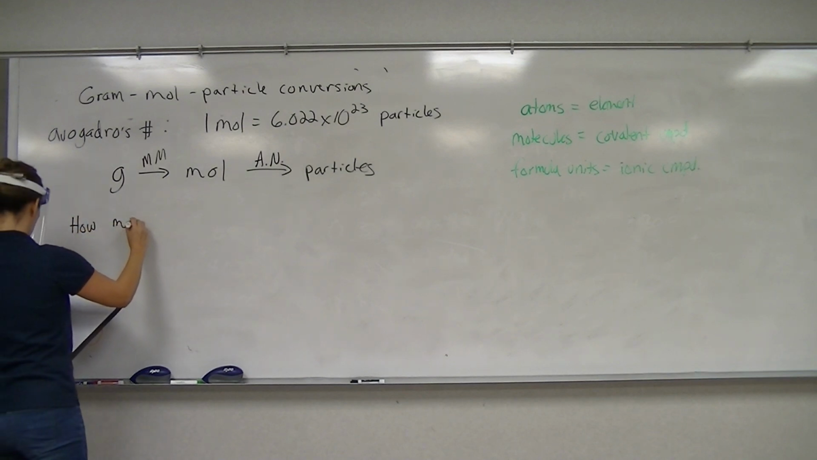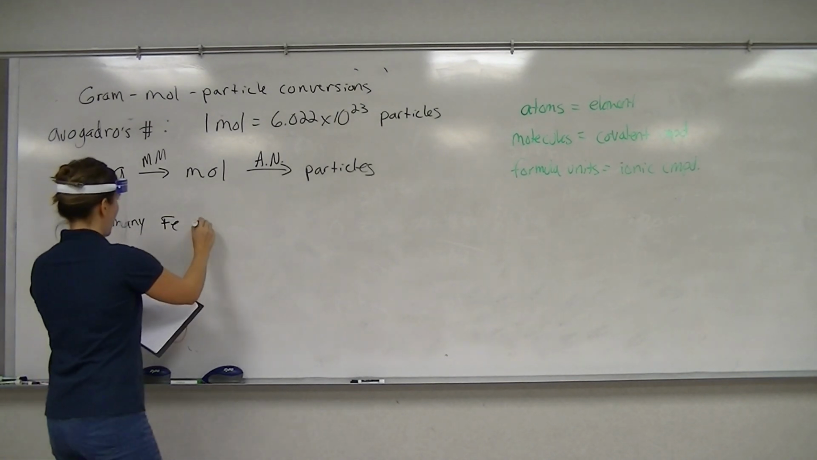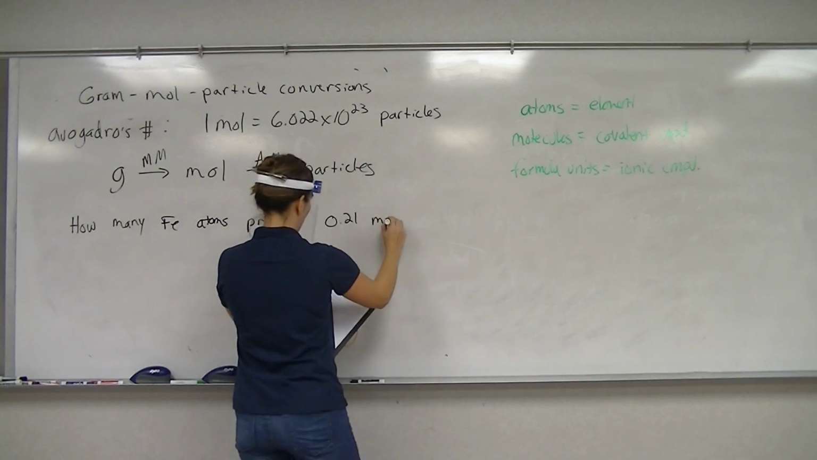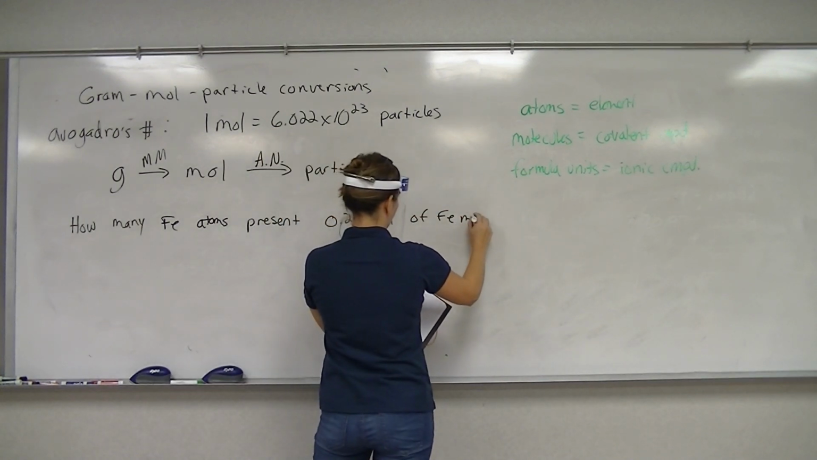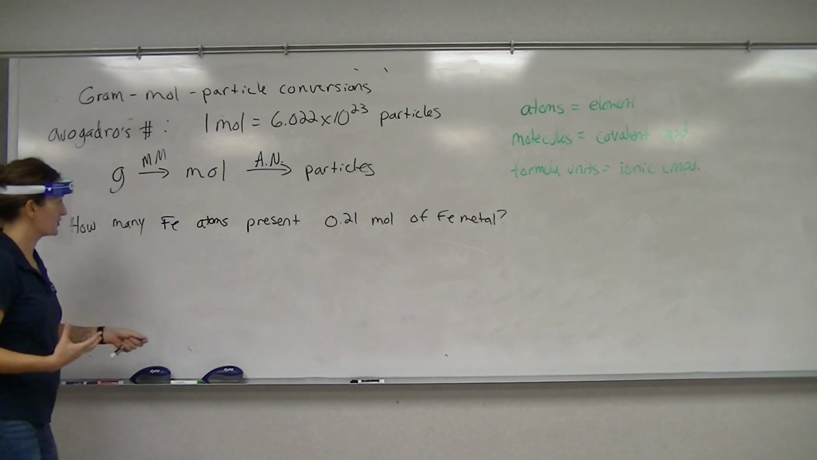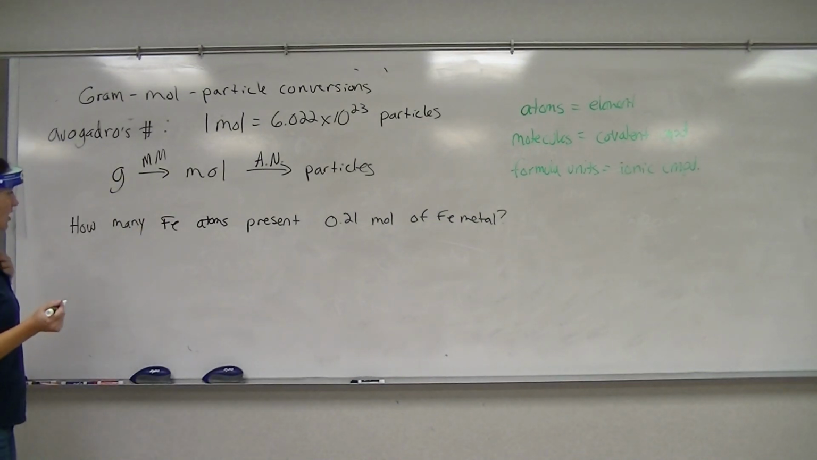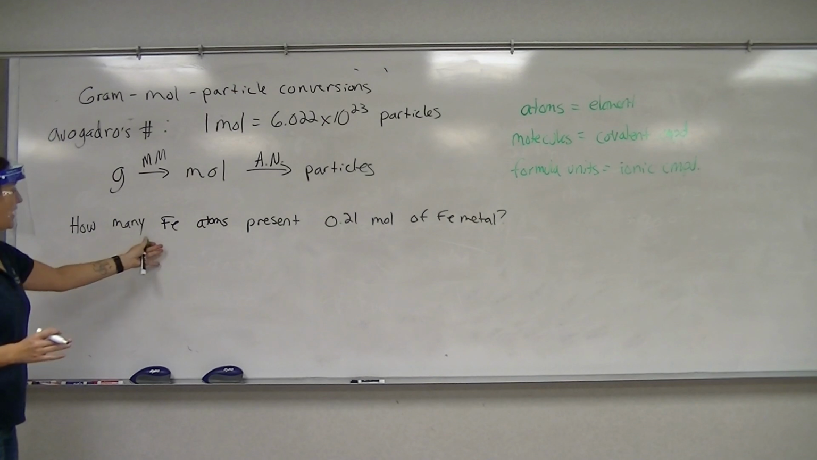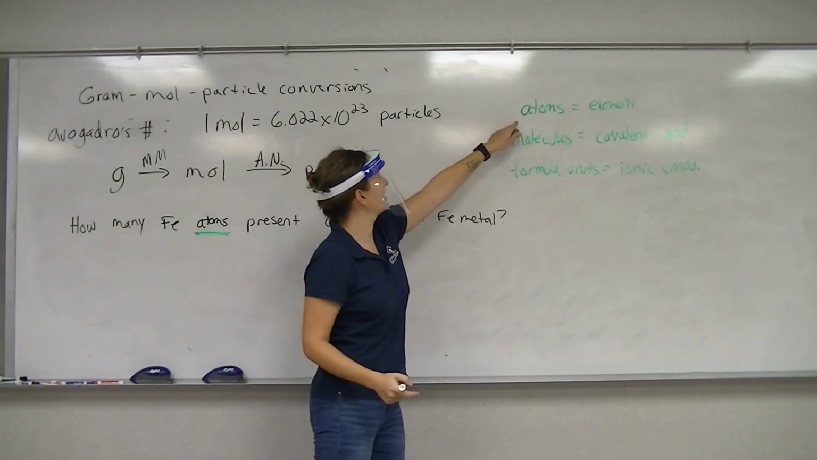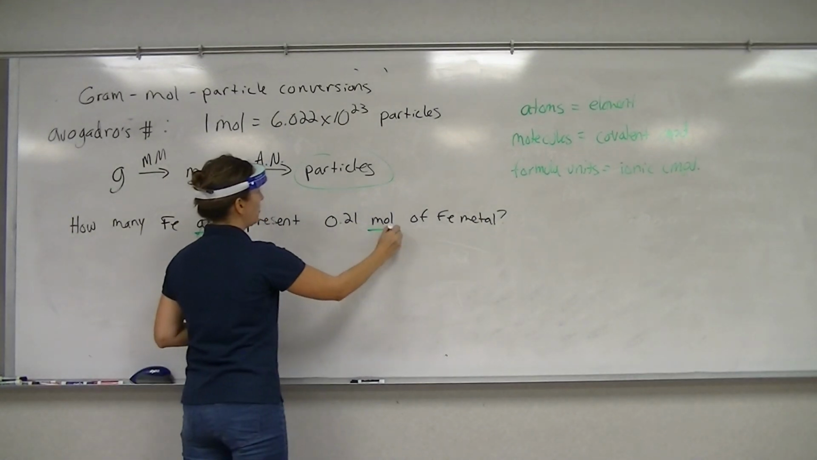I tried to write them with similar wording to what you see on the homework. So how many iron atoms are present in 0.21 moles of iron metal? All right, so how do you solve this problem? A whole bunch of new words that we just learned. We've never seen moles before, all sorts of weird stuff. So to figure out how to even start, look at what it's asking and what it's giving. It's asking for atoms, and atoms, we just said, is a particle. So it's asking you to solve for particles. What it's giving you is the moles.